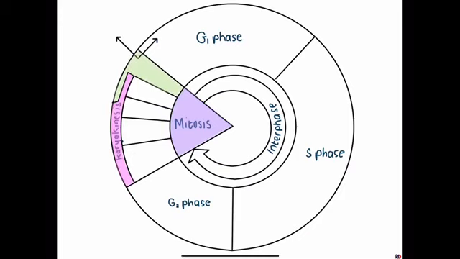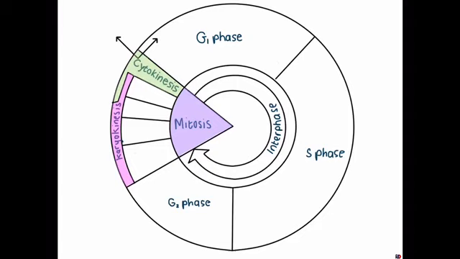Now, mitosis is made up of two kind of subsections, karyokinesis and cytokinesis. Karyokinesis, karyo refers to the nucleus, so karyokinesis is the division of the nucleus, which is followed and overlaps with cytokinesis, the division of the cytoplasm. So those are seen as two separate events. Karyokinesis, the division of the nucleus, cytokinesis, the division of the cytoplasm.